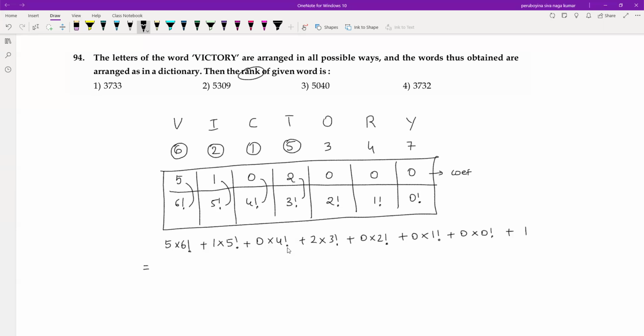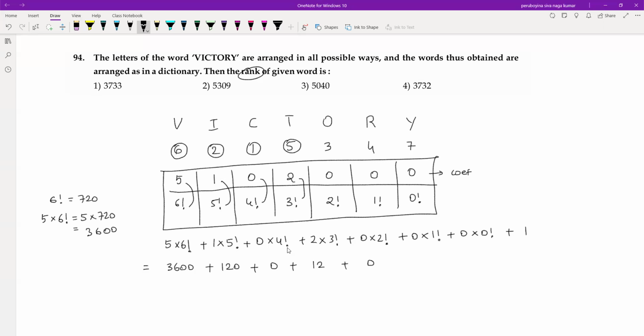So now counting these numbers. How much is 6 factorial? 720. Okay, 720 is multiplied by 5. So 5 into 720. So 5 zeros are 0, 5 twos are 10, 1 in your mind, 35, 36. So 3600. 5 factorial means 120 into 1, 120. 0 into 4 factorial. 4 factorial we know is 24, but multiplied by 0 itself 0. So 2 into 3 factorial. 3 factorial is 6, 6 twos are 12.